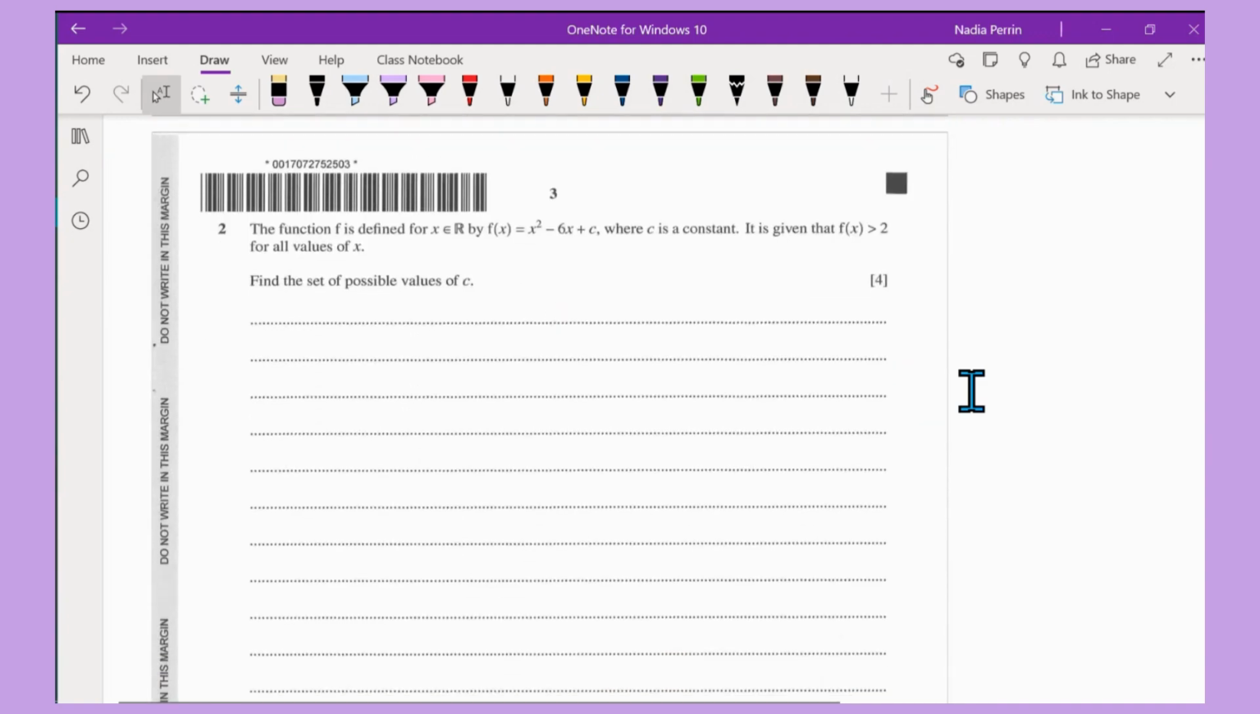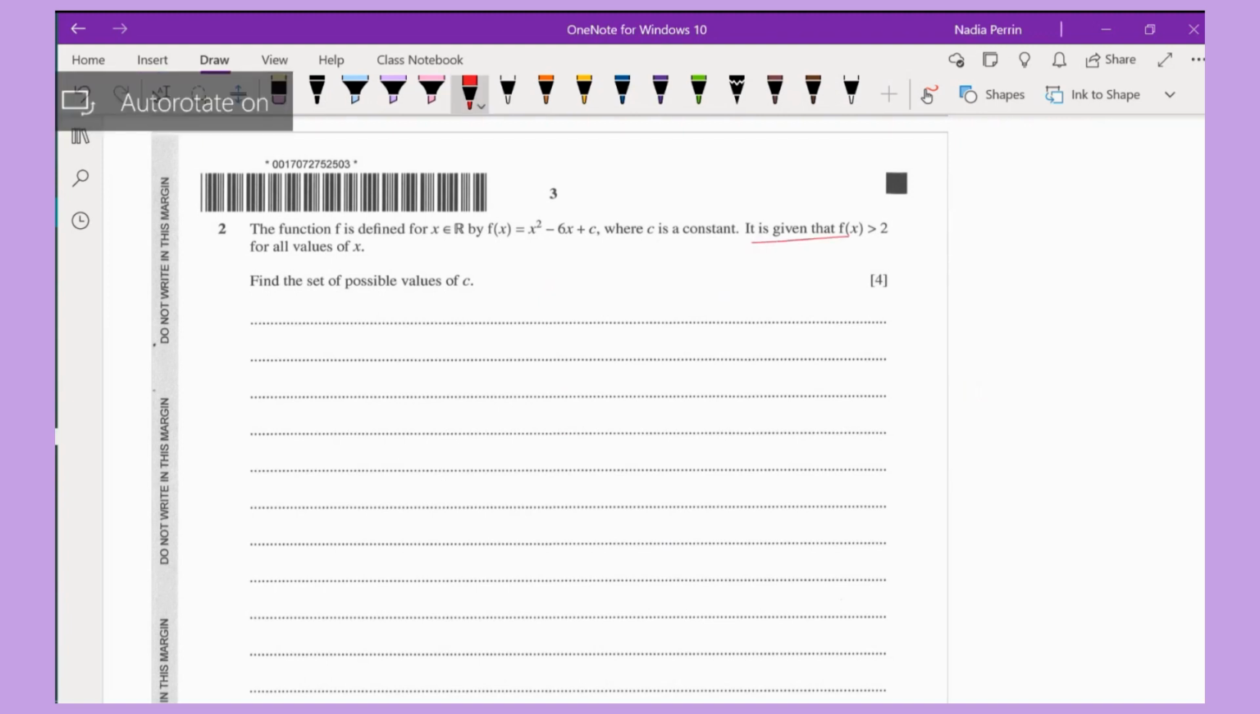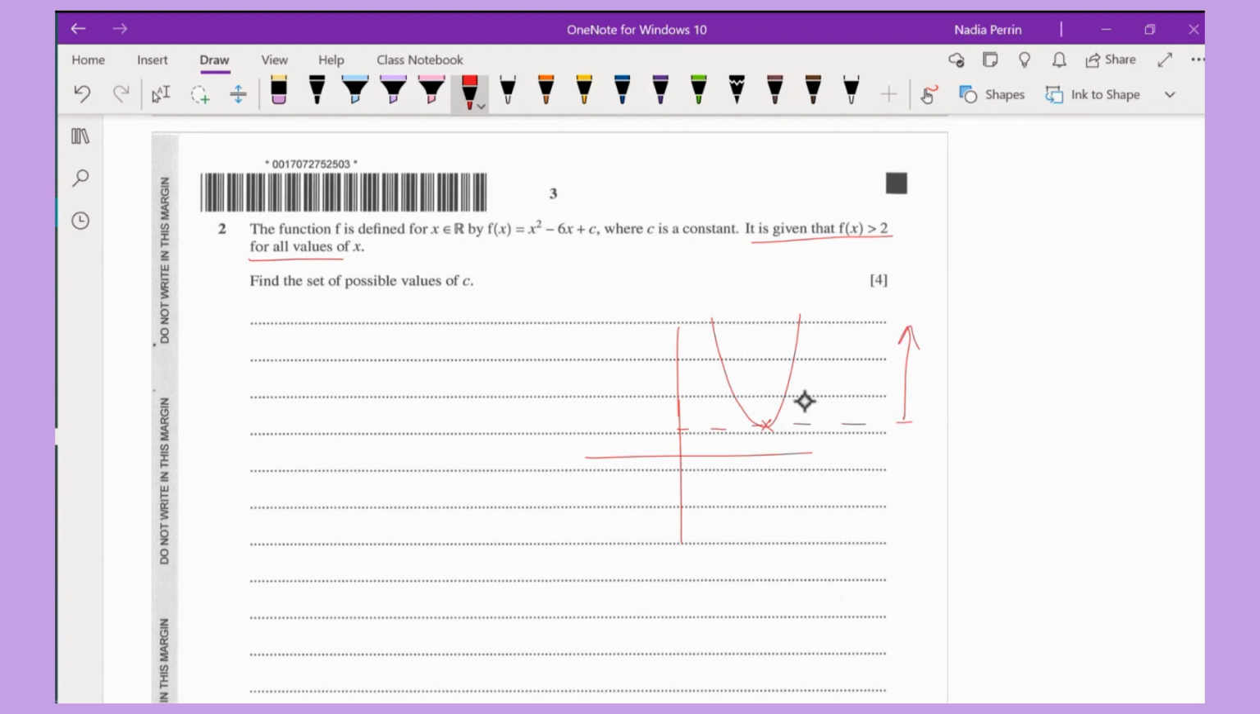Right, having a look at the next one. This one was quite interesting, and it's not actually difficult, but I think the way that they worded it made it a little bit more tricky than what we've seen in the past. So we've got a function, and it is given that it is always greater than 2. What that's really saying is that if we drew a picture of it, its vertex must always be greater than 2. So the whole graph, the lowest point is 2 and it goes up from 2.